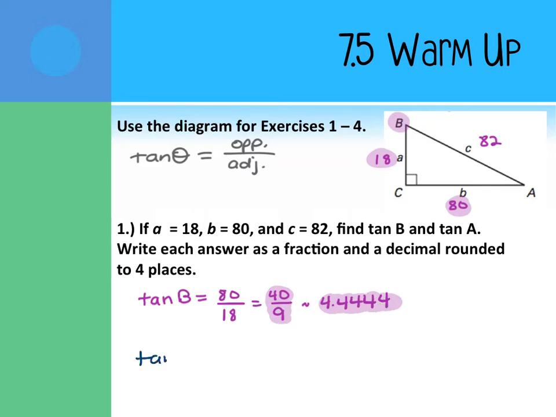Then tangent of A is going to be the side opposite A. So A is over here. Opposite would be 18. And adjacent would be 80. And I get 9 over 40. And then divide 9 by 40. And I get, this one terminates, 0.225. So if this was on the part of your test without a calculator, you would leave it as your ratio. And then if you had the calculator, you would take it to the next step.